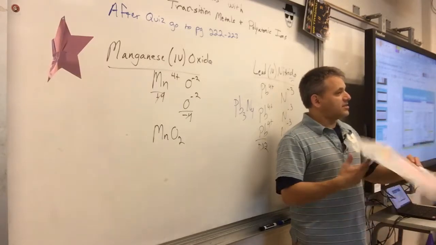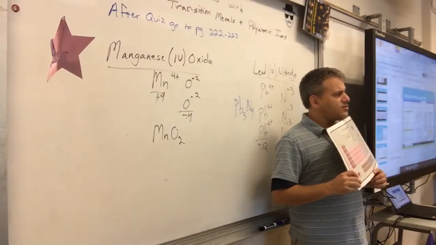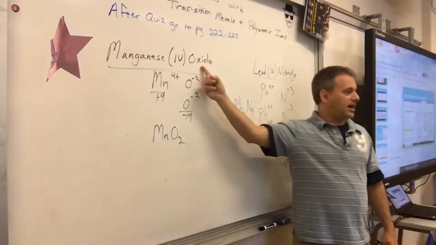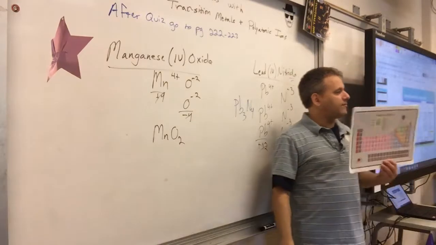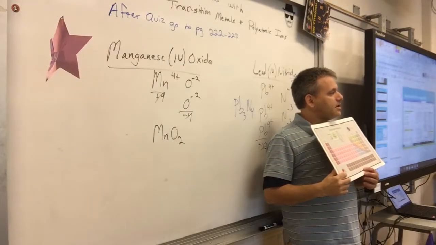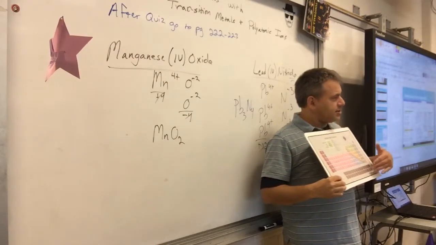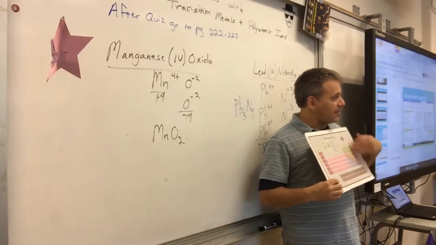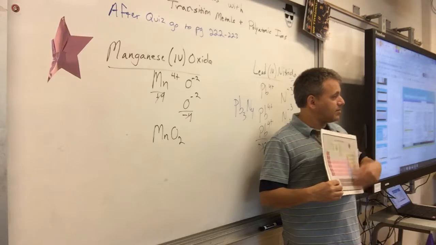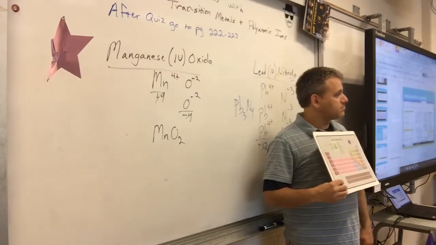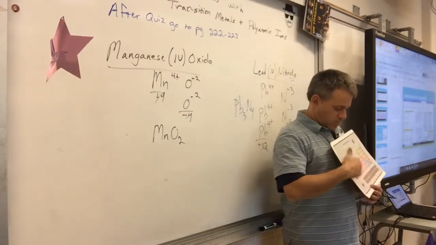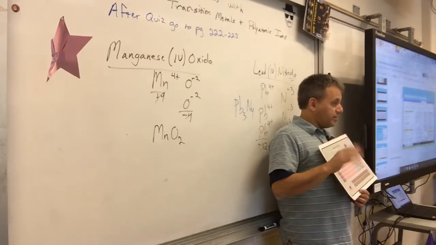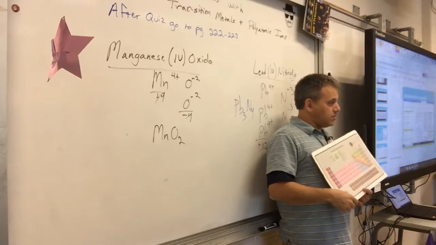So, do the ates and the ites come from here? They do not come from here. But if it ends in the word "ide," oxide, nitride, it comes from here. And how do you know the charges? By looking at the group number. Group 1 is positive 1, always. Group 2 is positive 2.